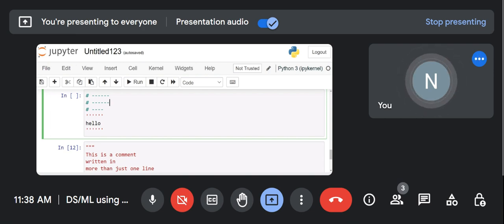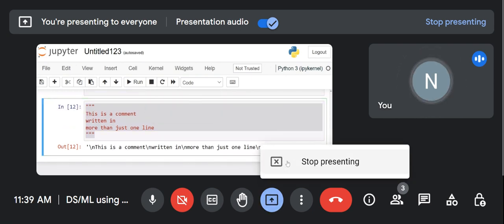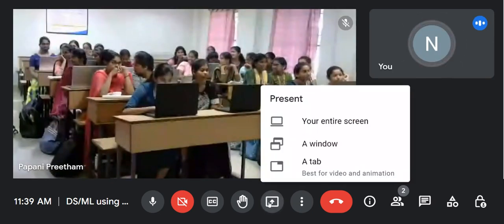Okay, so with the hash, you can put a comment, and with these quotations, I'm writing three quotes here, three quotes, you can have a multiple line comment. Okay, you can have multiple line comments with these quotes. So in case of hash, you can have a single line comment, and with these quotes, you can have multiple line comments. This is what you can perform in Python. Now I'm sharing another sheet, and let's proceed ahead with another set of codes.